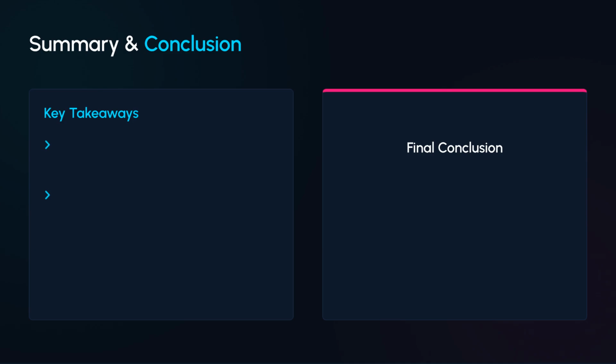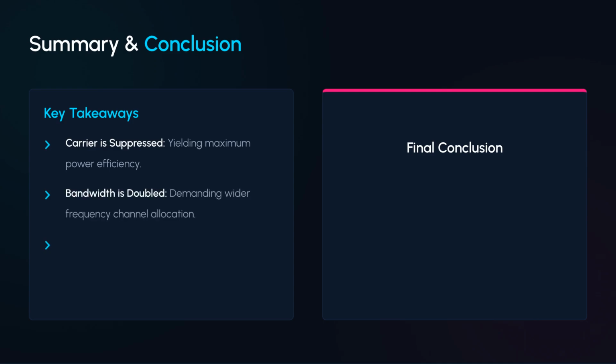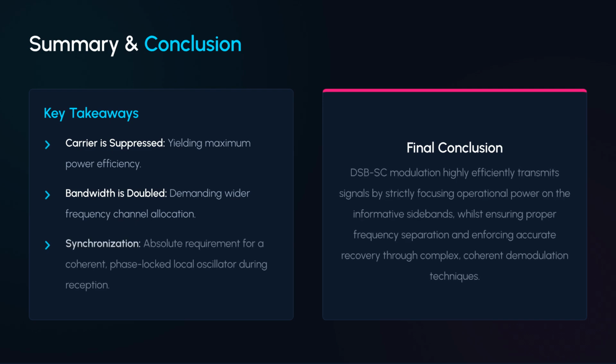In conclusion, DSB-SC modulation achieves maximum power efficiency by suppressing the carrier. This comes with a doubled bandwidth requirement and an absolute need for synchronization at the receiver to enable coherent demodulation and accurate signal recovery.